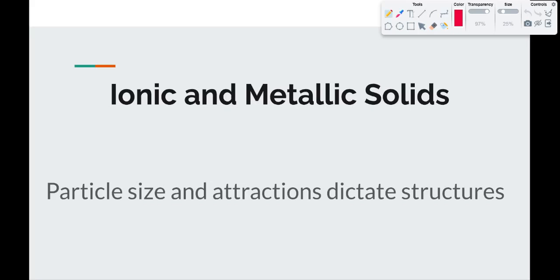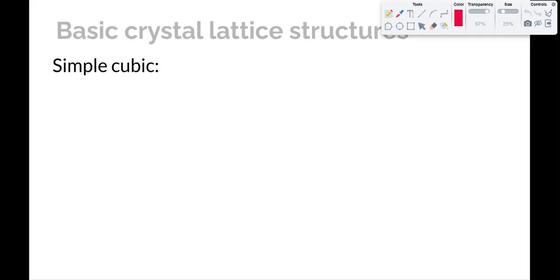This video is about ionic and metallic solids, and what we're going to do is look at how particle size and the attractions between the particles that make up a solid are going to dictate the structures of those solids. To begin, we're going to look at some basic structures of particles that are in a crystal lattice. A crystal lattice is just a fancy way of saying how do the particles stack in a three-dimensional structure.